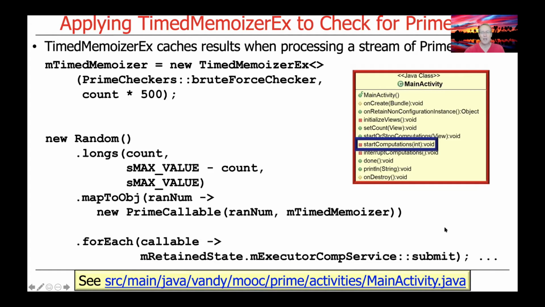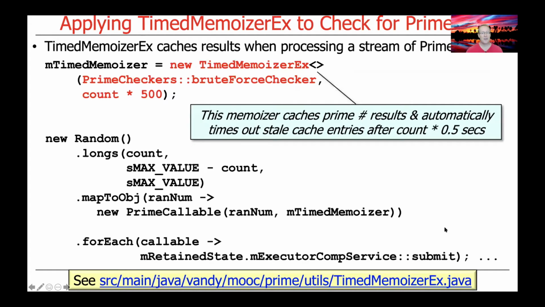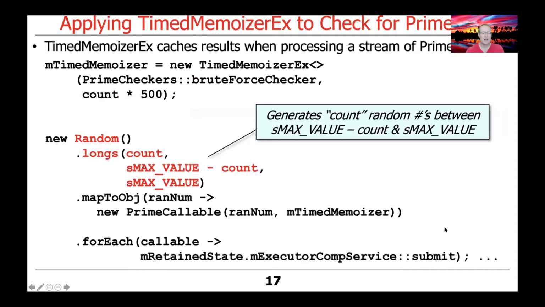Here's the main program, part of the main activity. It's the start computations method in the main activity. It creates a new timed memoizer, passing in the brute force checker, although of course it's trivial to change that to a more efficient checker if we want. Then we also give it the timeout in milliseconds, which is the count of the number of entries we're going to check to see if they're prime, times 0.5 seconds. So that's the timeout period. I just put that down so that if you run the program, it would do something interesting and run periodically.